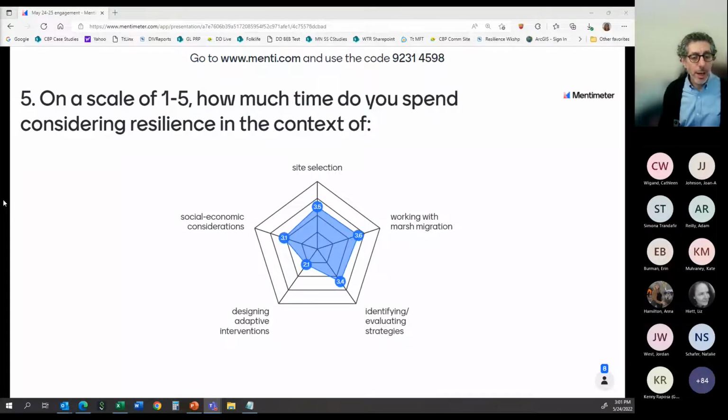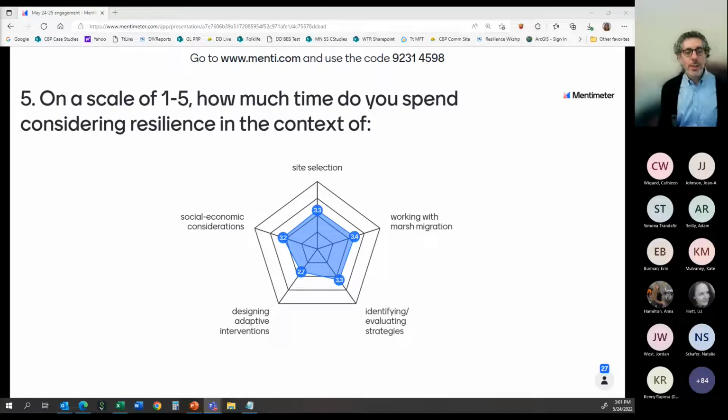And so it looks like roughly the same for site selection, working with marsh migration, and identifying, evaluating strategies. On the lower end is designing adaptive interventions, but still, they're all kind of near the middle. The focal point here is the axis itself, as opposed to the spread between the axes. Just look at the numbers and that'll give you a sense. But they're all kind of roughly the same, with the exception of design adaptive intervention, a little bit lower. So keep those coming in.